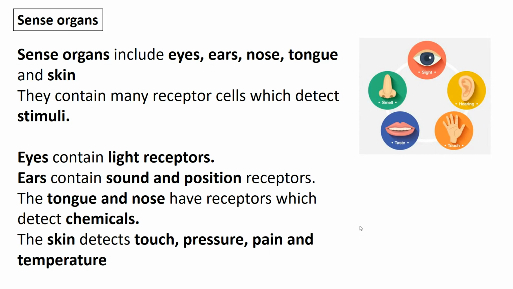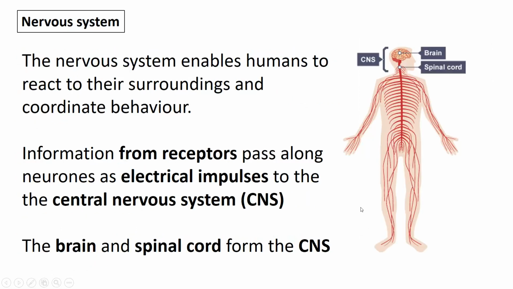So all of these sense organs are really vital for helping us to respond to our surroundings. One of the main ways that we respond to our surroundings is with the nervous system. And the nervous system actually coordinates all of the information from what is happening in the world around us.